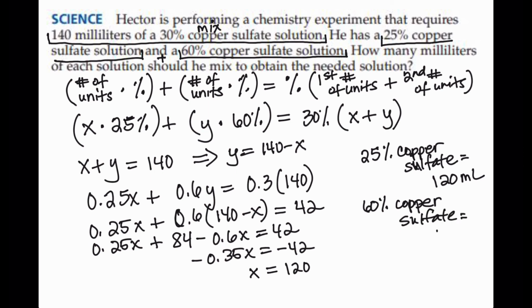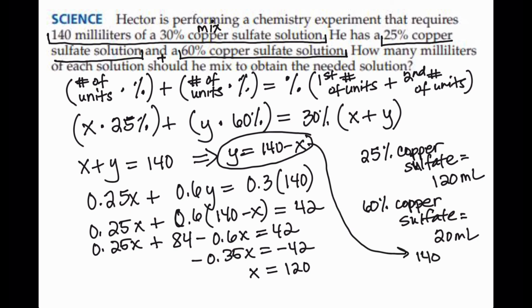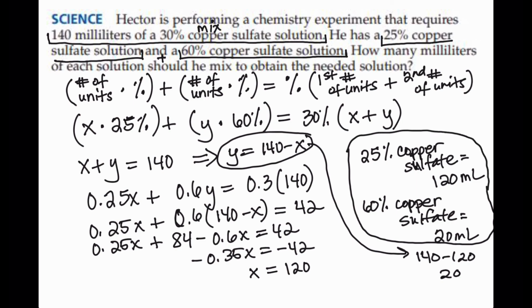For the 60% copper sulfate, you need 20 milliliters. How do we get 20 milliliters? From right here. You take 140 minus 120, you get 20. So this would be your answer to this mixture problem.